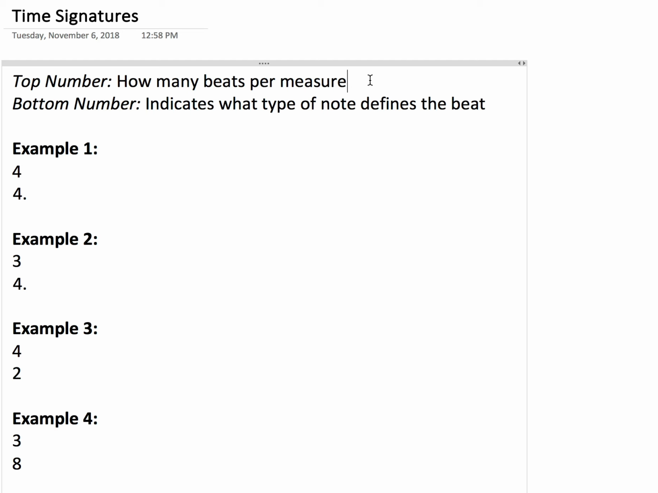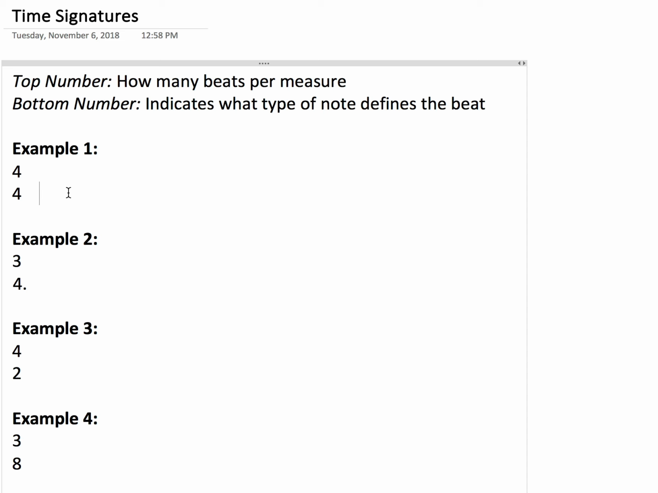So the bottom number tells you what type of note defines the beat. Yes, there might be 4 beats per measure, but each beat is as long as a quarter note, or each beat is as long as a half note. So the bottom number tells you how long the beats are in the measure. Here are a couple of examples I was going to go through.